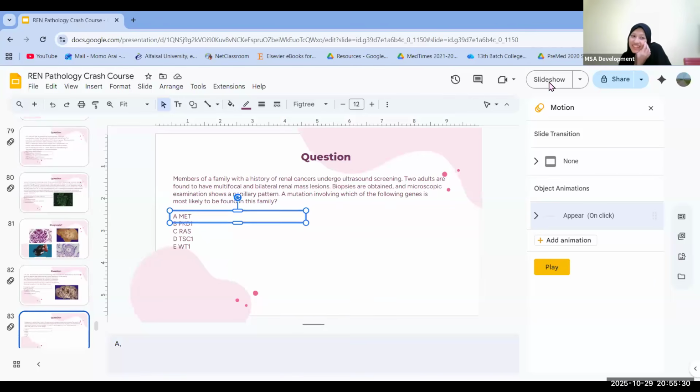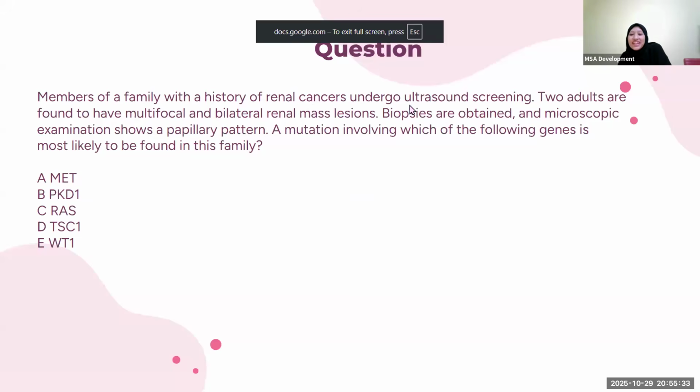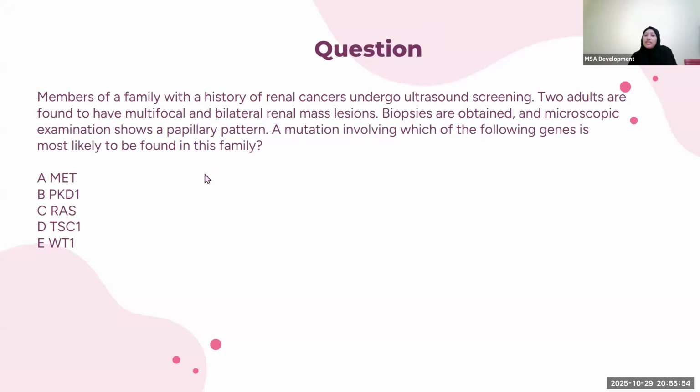Okay, so members of a family with renal cancer undergo ultrasound screening. 2 adults are found to have bilateral renal mass lesions, multifocal bilateral. Biopsies are obtained. They show a papillary pattern. So this is renal cell carcinoma, most likely the papillary type, the one with projections. Mutation involving which of the following genes is most likely found? I didn't mention it because this is an important point, but papillary renal cell carcinoma is associated with MET mutation.